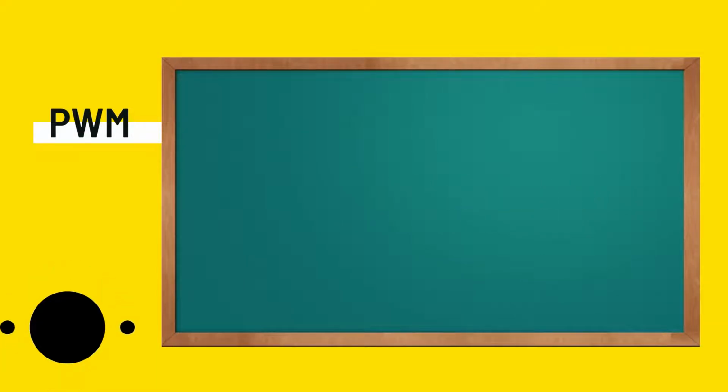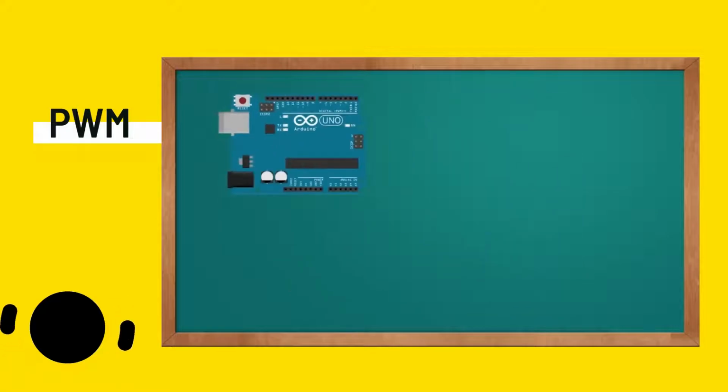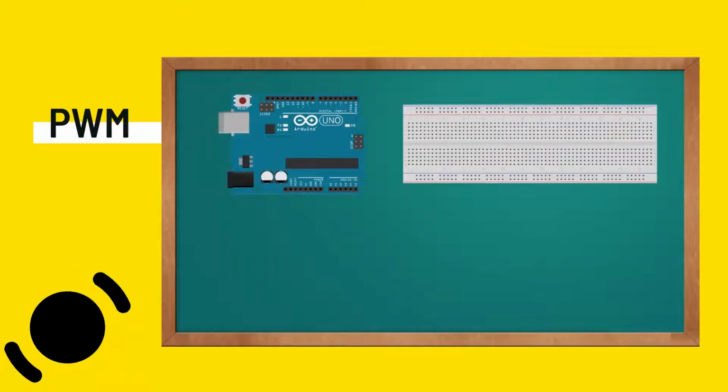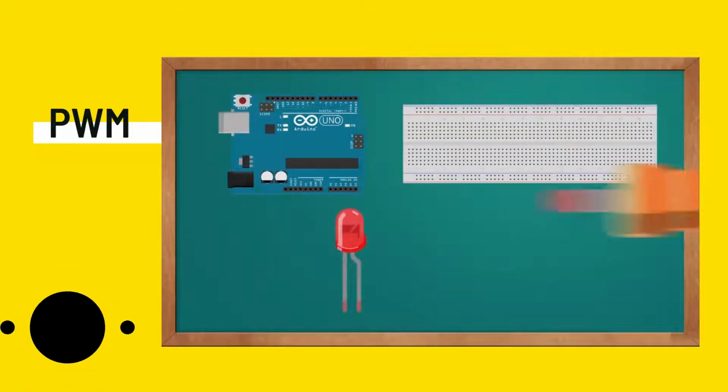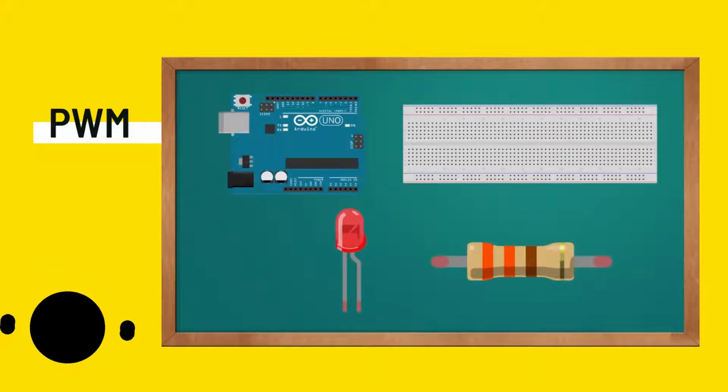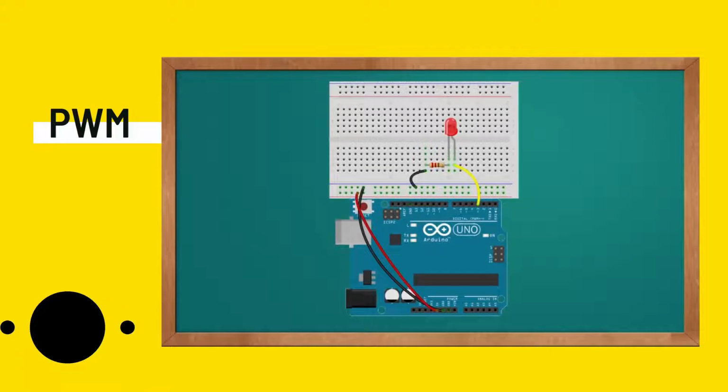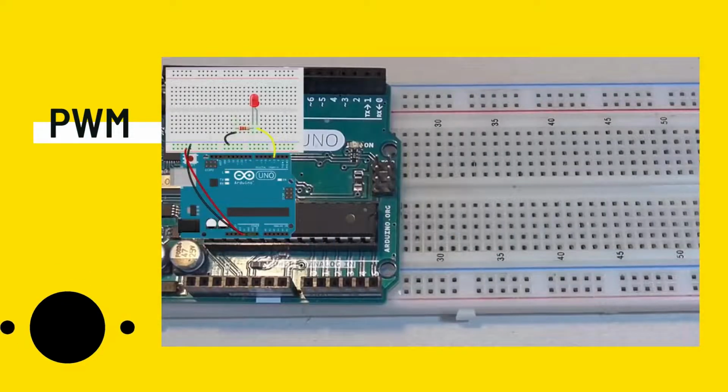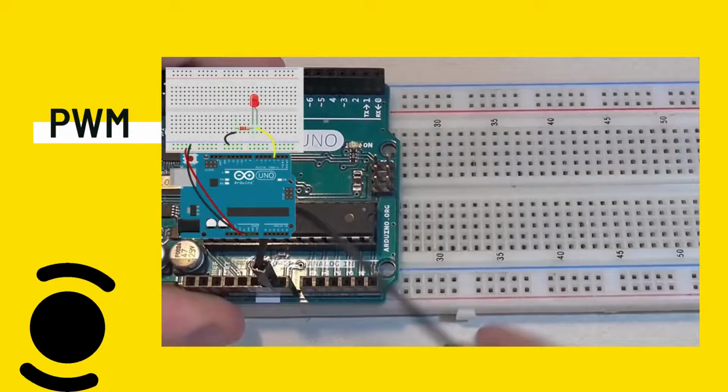We are going to use an Arduino, a breadboard, an LED, and any resistor between 1K and 300 ohm. If you look closely at an Arduino, you'll see some pins have a tilde symbol. This means these ports can output a PWM signal. Now let us set up a simple LED configuration.